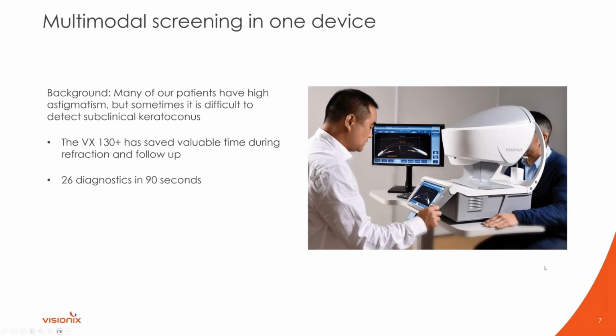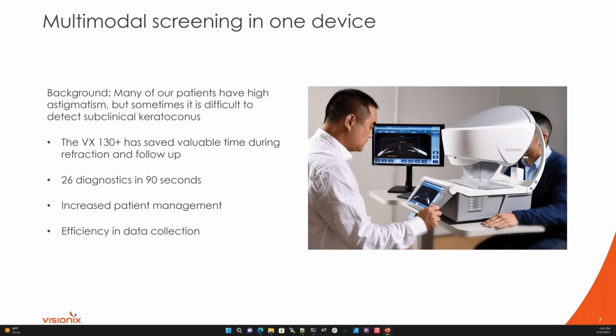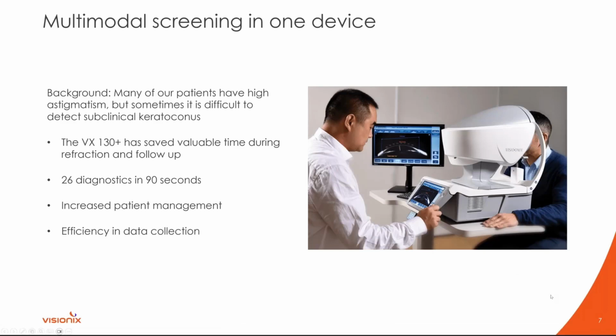There's a total of 26 diagnostics that can be performed in 90 seconds. It helps increase patient management and efficiently collect data. Having the ability to quickly glance at the patient's angles and corneal thickness has allowed us to better assess the risk of glaucoma in younger patients and allows for better management of drops in our older patients. And more importantly, it has a small footprint for your pre-testing area.